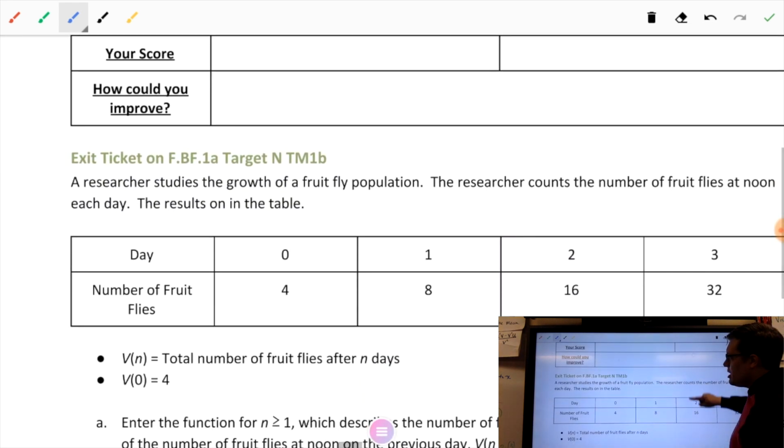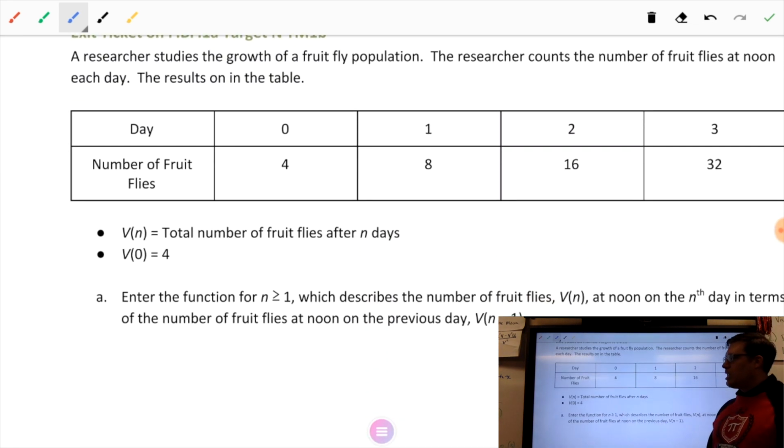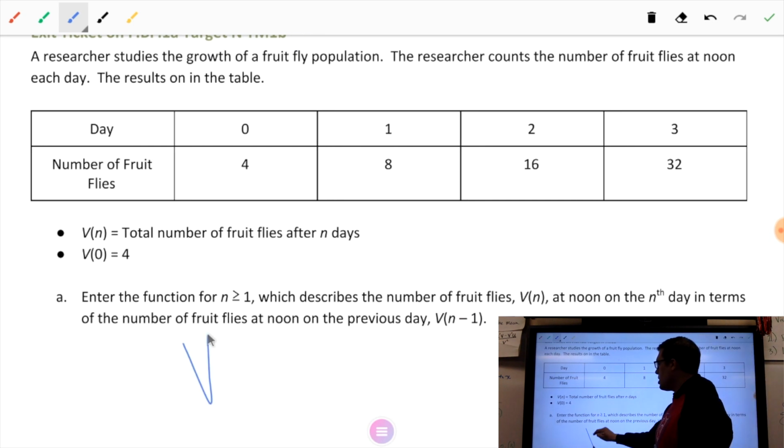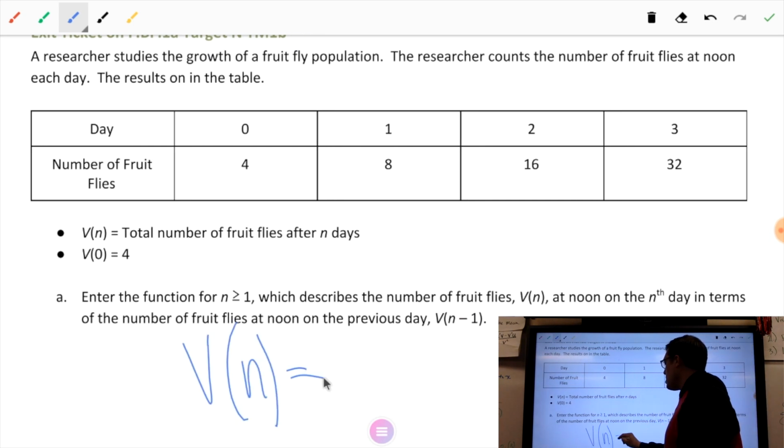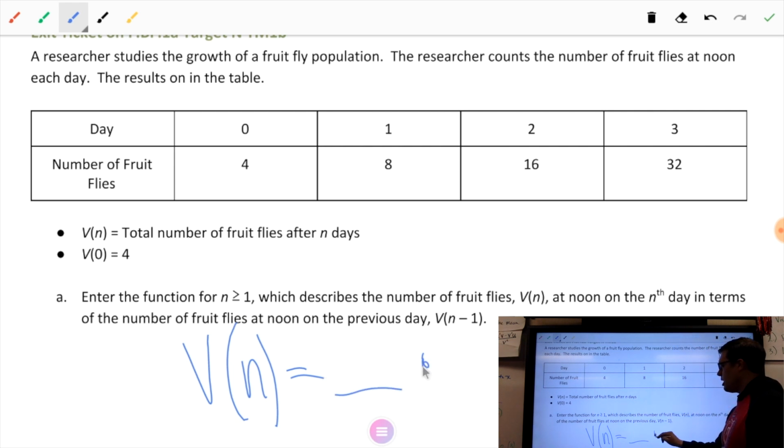The exit ticket is a great question that once again asks you to create a function. So at the end of all of it, you need some v of n equals initial value times growth factor to the power of n. Hopefully that's enough information for you to be able to fill it out yourself.